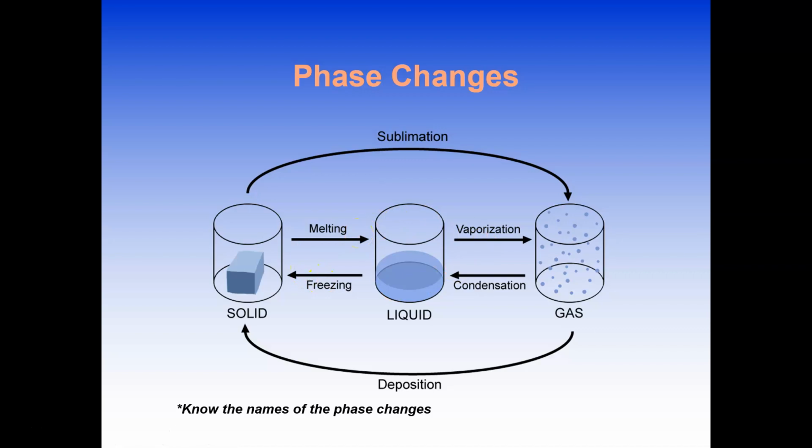Now, the 2 that students often don't know is if you have a solid, and some solids can go straight to gases without becoming liquids in the middle, that's called sublimation. And similarly, if you have a gas and it's going straight to a solid without stopping in a liquid, we call that deposition. I think about it as depositing, so it's depositing a solid. Once again, you do need to know these names.